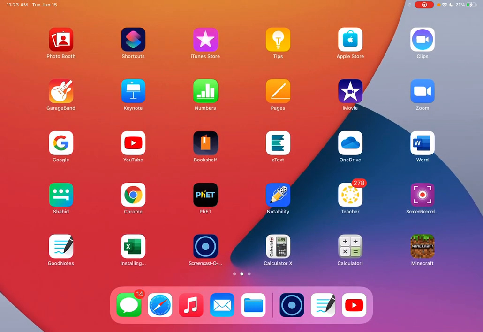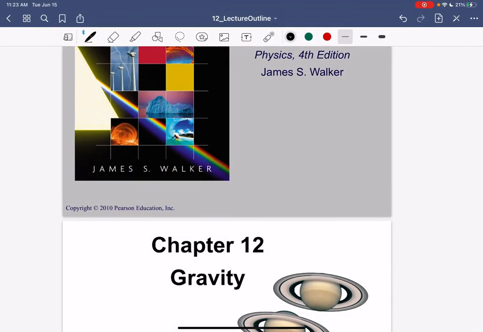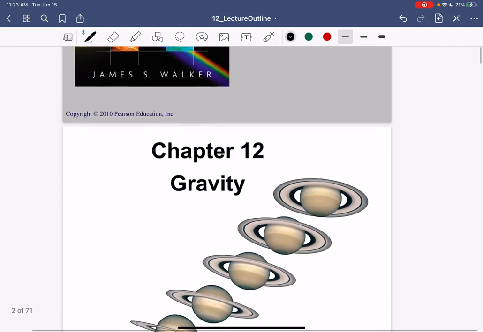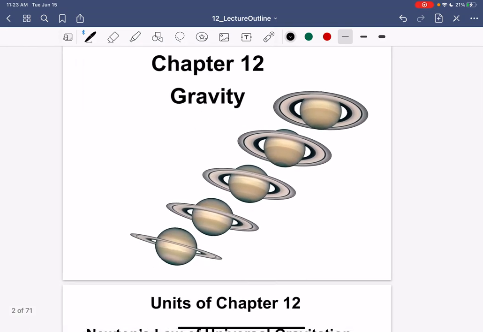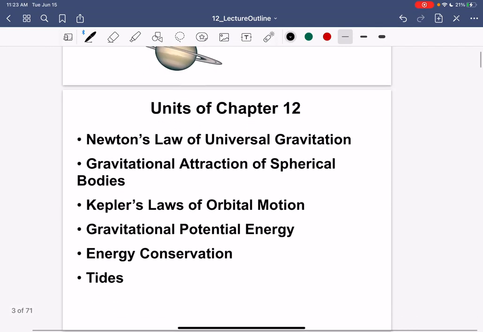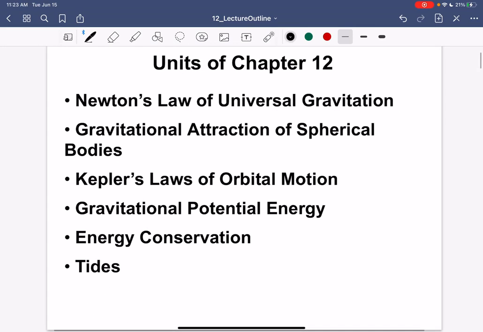We start on chapter 12. This is the last chapter for this week, and exam number 4 is going to be chapters 10, 11, and 12. Okay, now in this chapter, we are going to introduce gravity with all the aspects related to it.